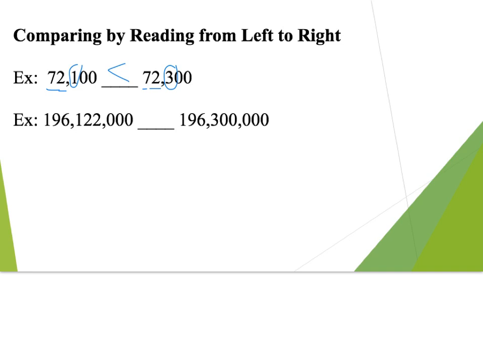For the next example, we have 196,122,000 compared to 196,300,000. One place value at a time. 1 compared to 1, they're the same, move on. 9 compared to 9, again they are the same, so we go on to the millions place. Here we have a 6 compared to a 6, again the same, move on to the hundred thousands. And finally we find that we have a 1 compared to a 3. We know 3 is larger, so this number is bigger. Have your inequality symbol eat the larger of the two numbers, and you are finished.